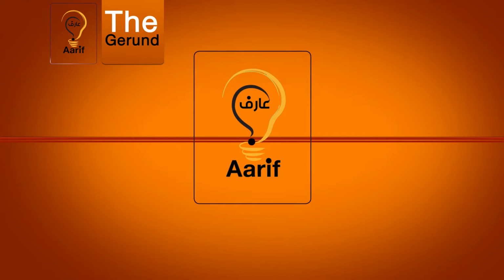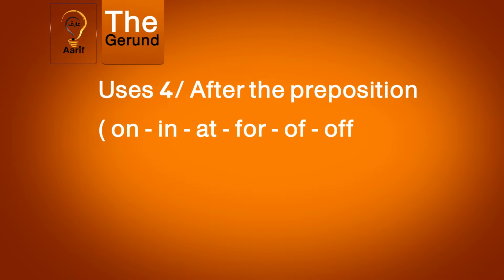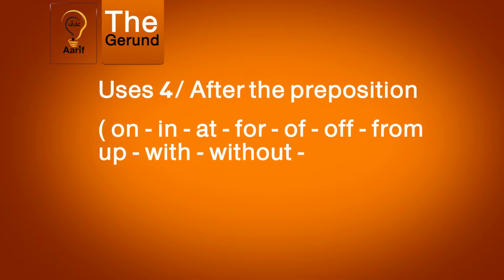Number 4, after prepositions. You noticed that number 3 was prohibition. But here, prepositions, which you have known from the basic level, like in, on, at, for, of, off, also from, up, with, without, by. These are prepositions. Any one of these prepositions should be followed by gerund.